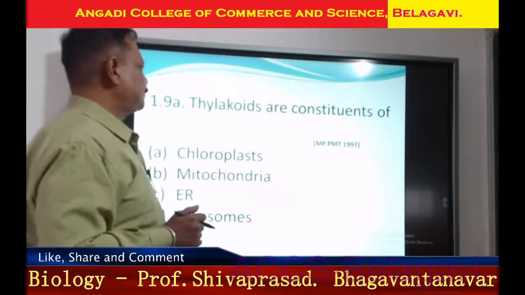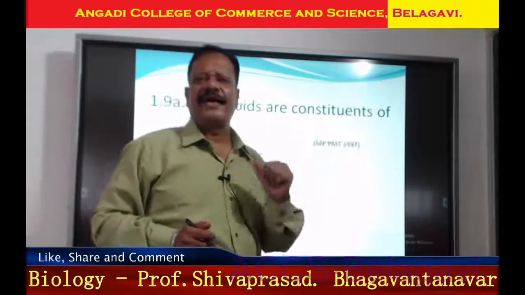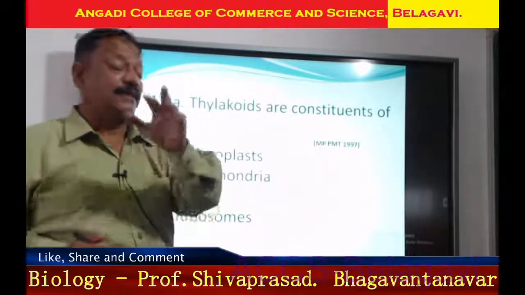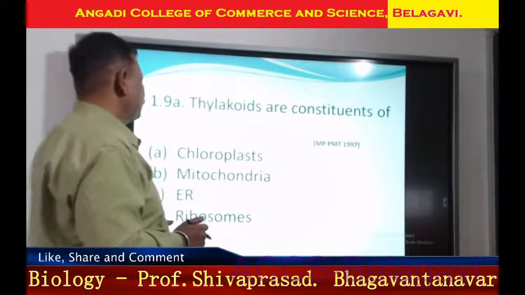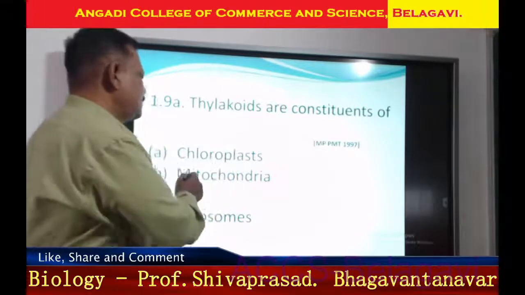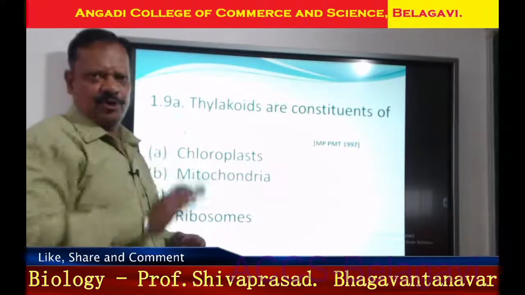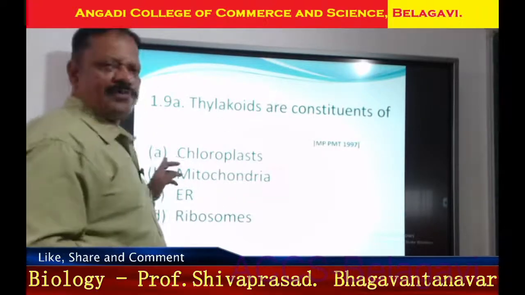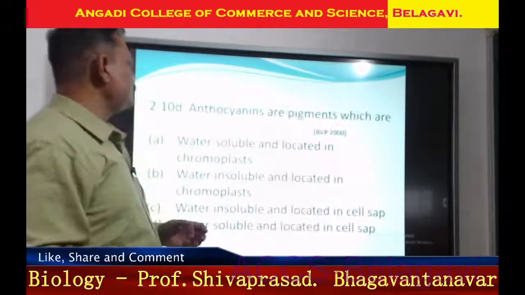Now see, thylakoids are usually seen in the case of chloroplast, as you just observed. Now we will go to the options: chloroplast, mitochondria, endoplasmic reticulum, or ribosomes. The right answer is option A, chloroplast. Move to the next.